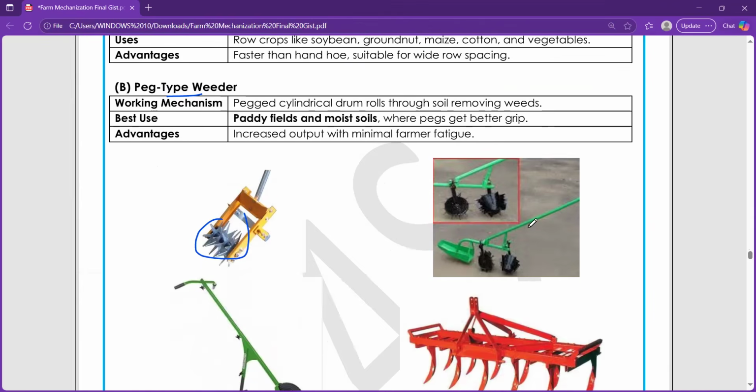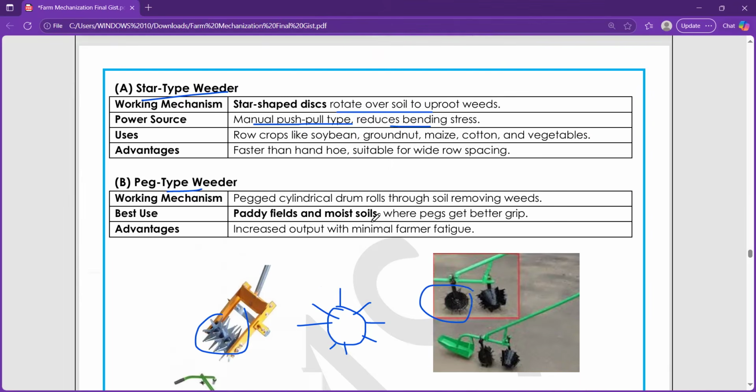And next we have the peg type weeders, which are generally seen as you can see in the image. These are generally pegged cylindrical drums that roll through the soil, removing weeds, and are best used in paddy fields and moist soil where the pegs get better grip. The advantage is that they increase the output with minimal farmer fatigue.